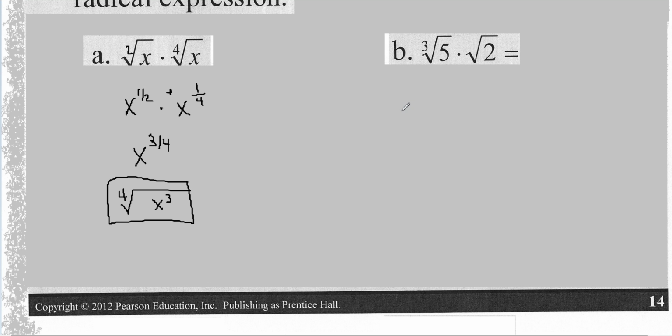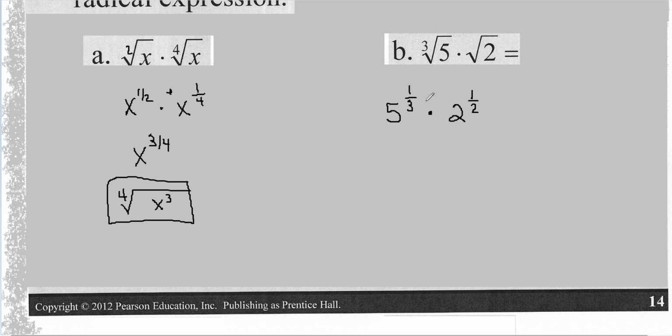Let's try this next one, which is quite involved here. So what could I write this to be? It's going to be 5, my denominator is 3, 5 to the 1/3 times 2 to the, well, it's just a square root, so it's going to be 1/2. All right, not much going on there. Let's get these denominators to be the same. This gets a little bit trickier, and you have to remember to do this. That's the hard part. You feel like you can't do anything with this right now, but indeed we can.